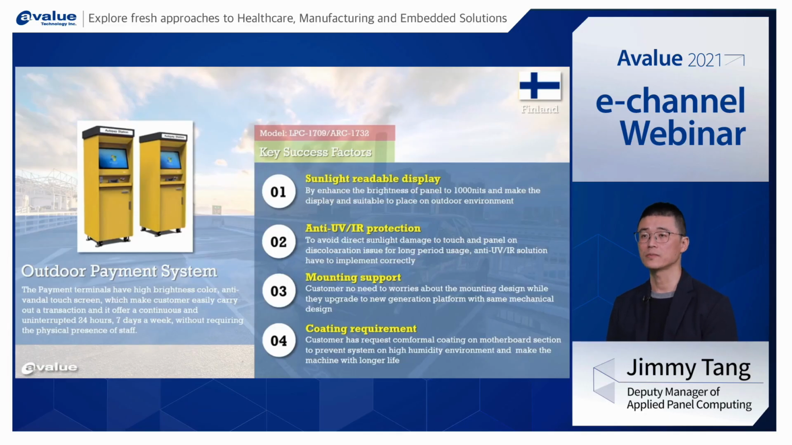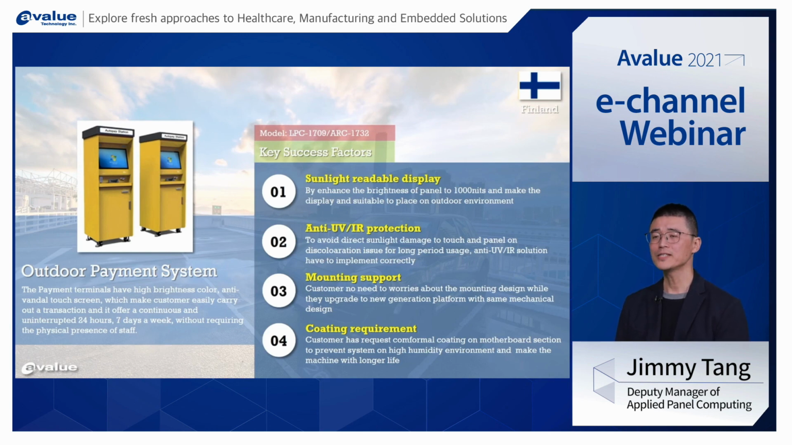Also for this outdoor payment system, they are very concerned about anti-UV and IR protection. You can imagine that when the outdoor payment system is put outdoors, the sunlight shines directly on the panel. After using it for a long time, the panel will become black or yellow, and get damaged by the sunlight. With the addition of UV and IR protection films, we can easily solve this kind of problem.